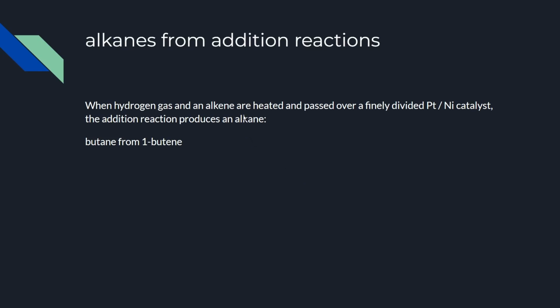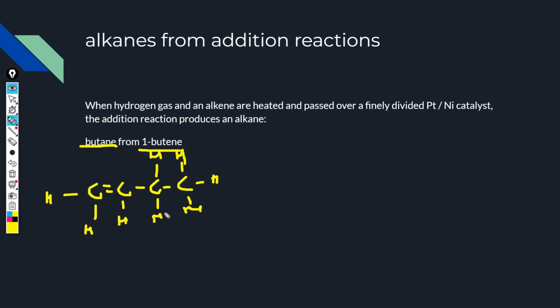Firstly, they're mostly formed through addition reactions. This is when hydrogen gas and an alkene are heated and passed over a finely divided platinum or nickel catalyst. So when alkenes are passed over platinum or nickel catalyst with hydrogen gas, it produces an alkane. Let us take the example of the reaction of 1-butene, which turns into butane.